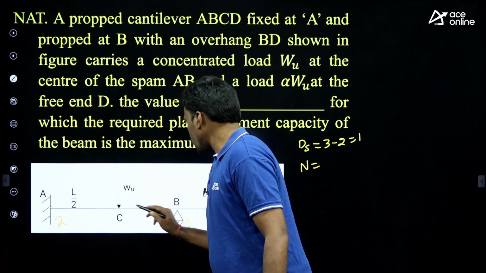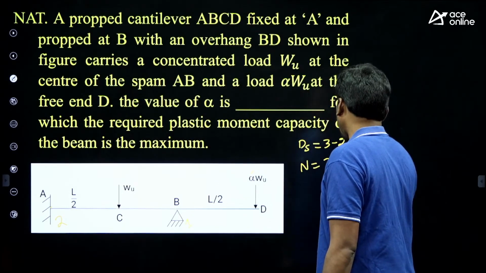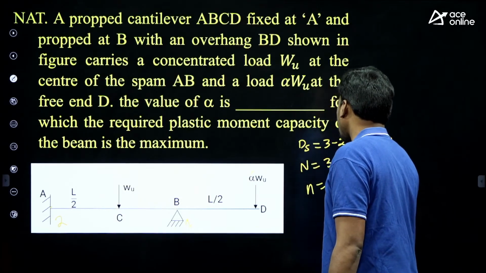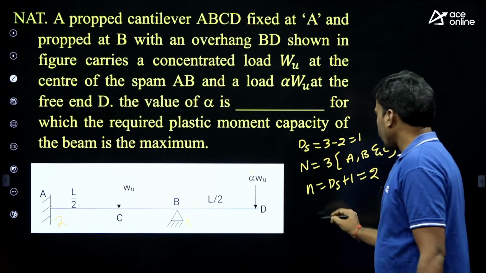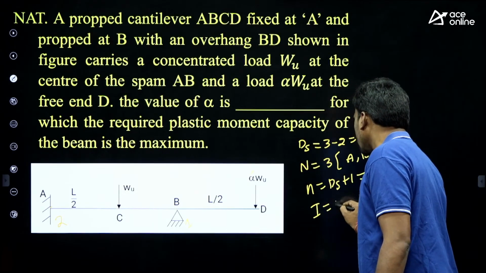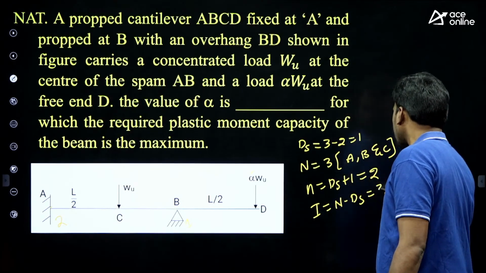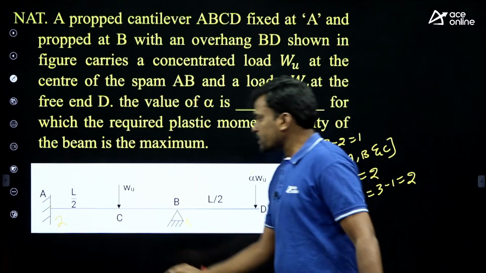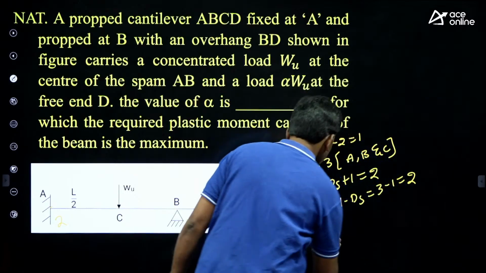1, 2, 3. Where? At A, B and C. How many plastic hinges are required to form the mechanism? DS plus 1 equals 2. Then can you find the number of possible independent mechanisms? So here 3 minus 1 equals 2. What are the 2 here? Beam mechanism in span AB, beam mechanism in span BD.